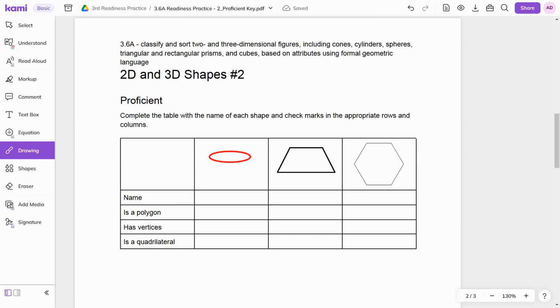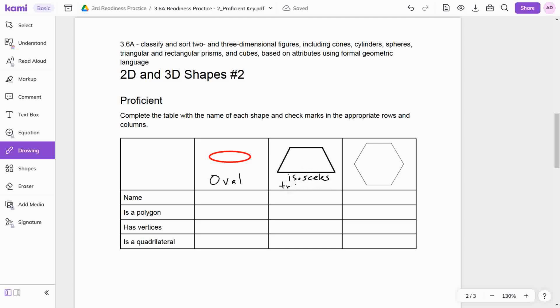For our second problem, we need to name each shape, and we need to provide check marks showing appropriate rows and columns. All right, so this is an oval. It's not a circle. It's an oval or an ellipse, if you want to get super technical. We have an isosceles trapezoid. Now, this is a trapezoid. If you just write trapezoid, that's fine.